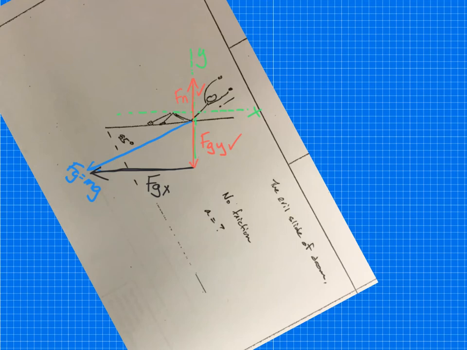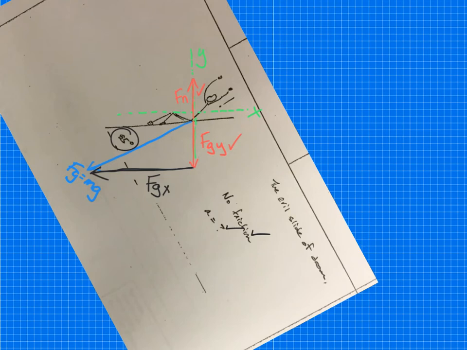Now, a lot of people say you can't possibly calculate FGX if you don't know its mass. If you reread the question, it's an evil slide of doom. There's no friction. What is the acceleration? It's just an 85-degree hill. Well, as it turns out, you don't need the mass. And let's see if we can figure out why.